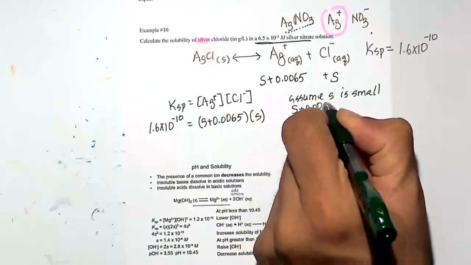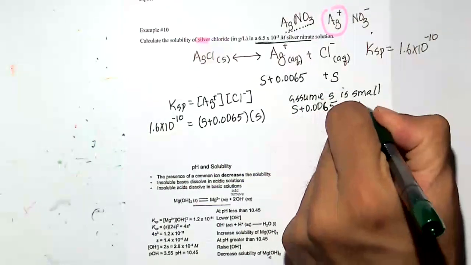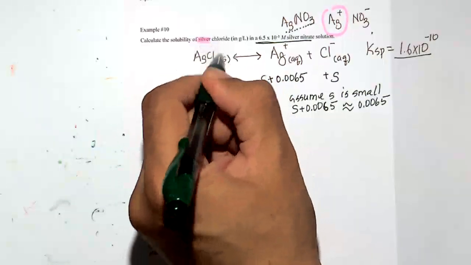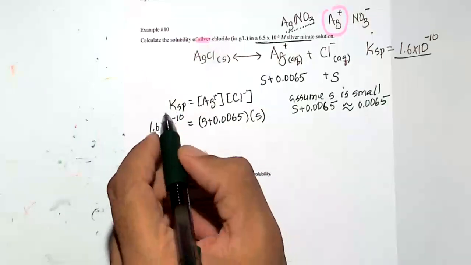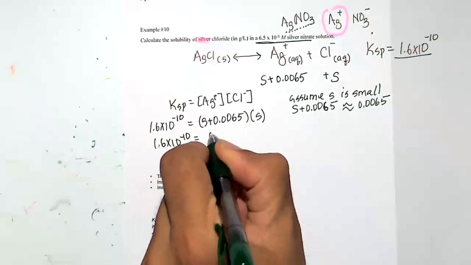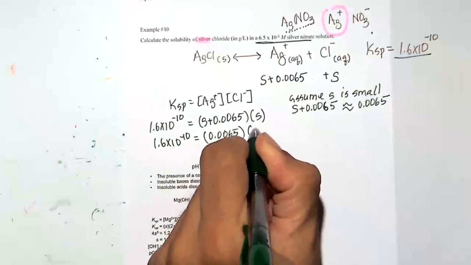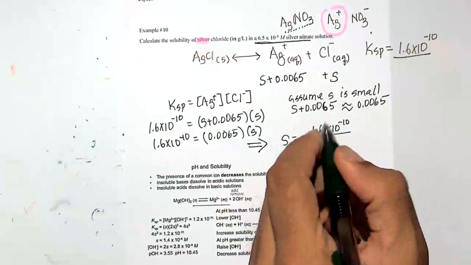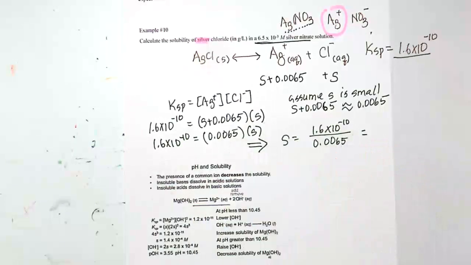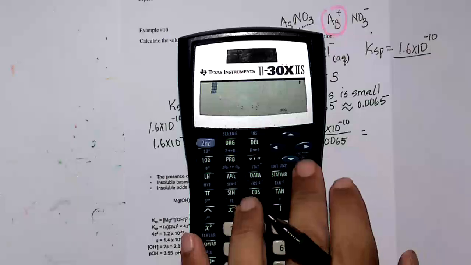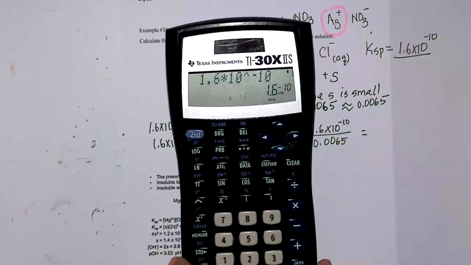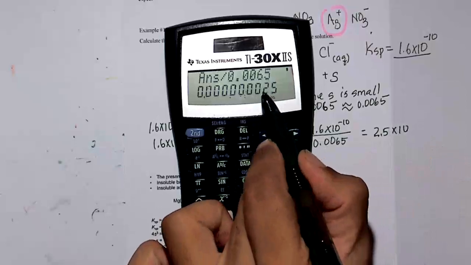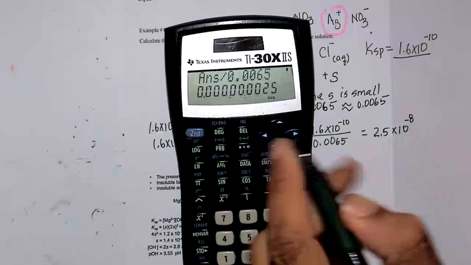So assume S is small, so S plus 0.0065 is about 0.0065. It's a safe assumption to make, given that a KSP of 1.6 times 10 to the minus 10 would majorly make this reaction stay on the left-hand side. Making that assumption, 1.6 times 10 to the minus 10 is equal to 0.0065 times S. So S is equal to 1.6 times 10 to the minus 10 divided by 0.0065, which is 2.5 times 10 to the minus 8.